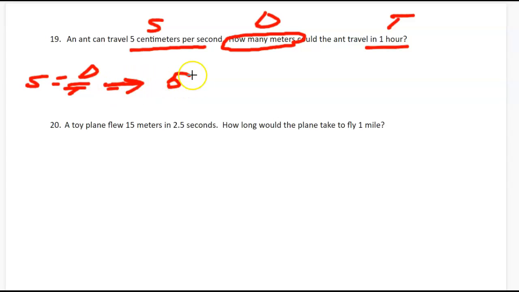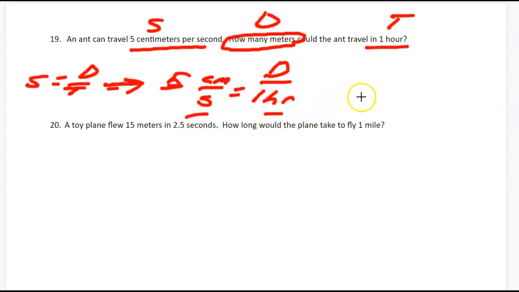So we get 5 centimeters per second is equal to the distance we're trying to find in 1 hour. Here we have a problem that seconds and hours are not the same. So we're going to do a side calculation to figure out how many seconds are in 1 hour.